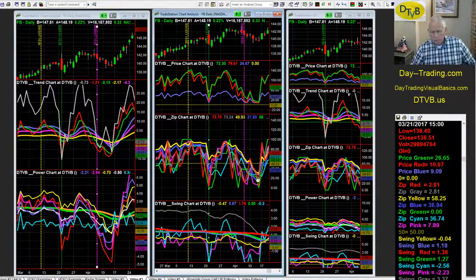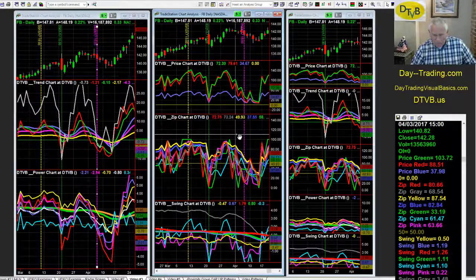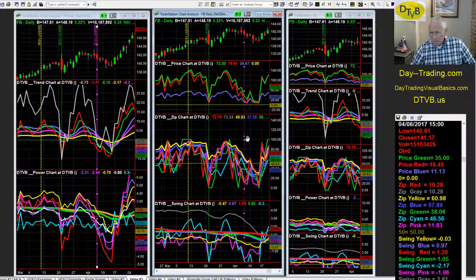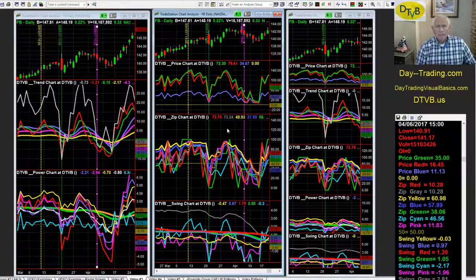Whereas over here in this example, 3 days before the pink vertical line, zip red is at 80, and then 3 days later, zip red is at 10. So it went down 70 points in 3 days, but you're experiencing a simple downtrend. And so a simple downtrend is not going to have the power reaction of a strong indicator line length.